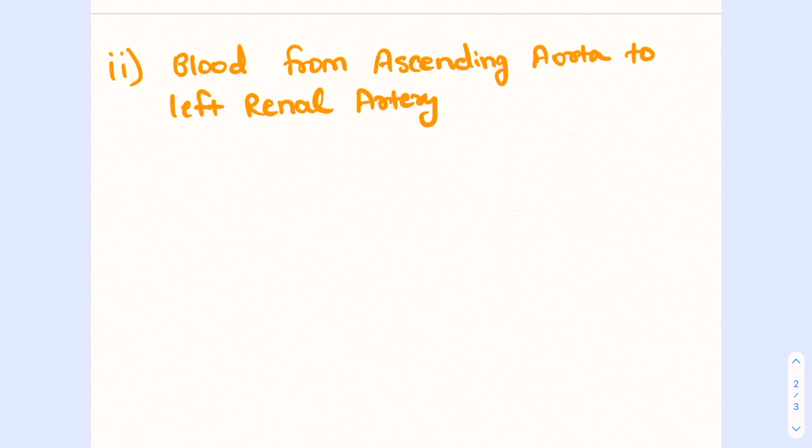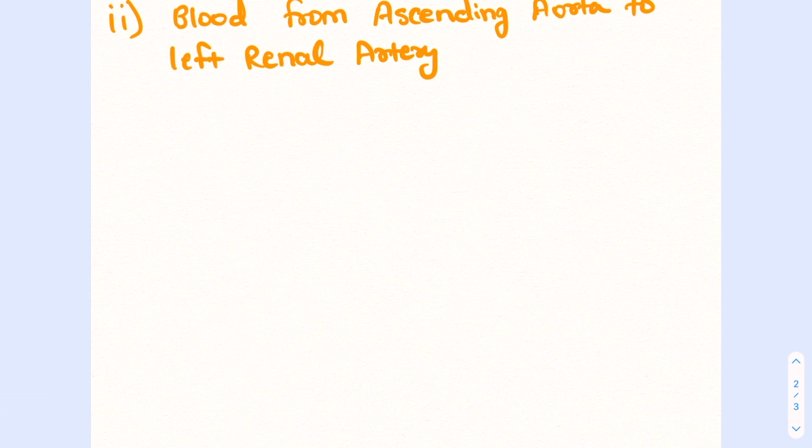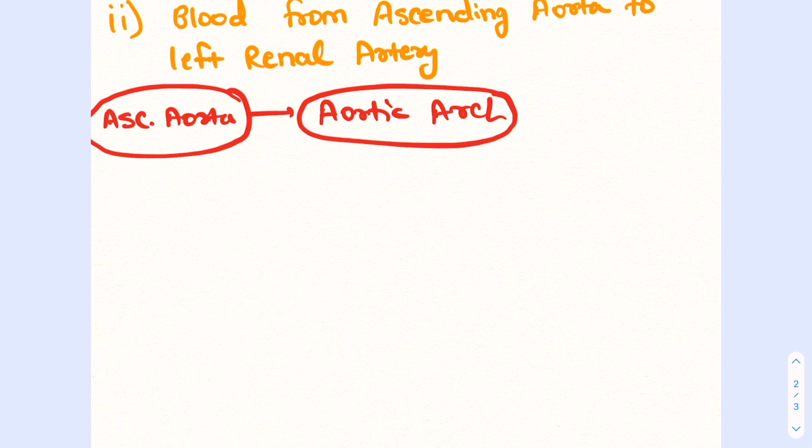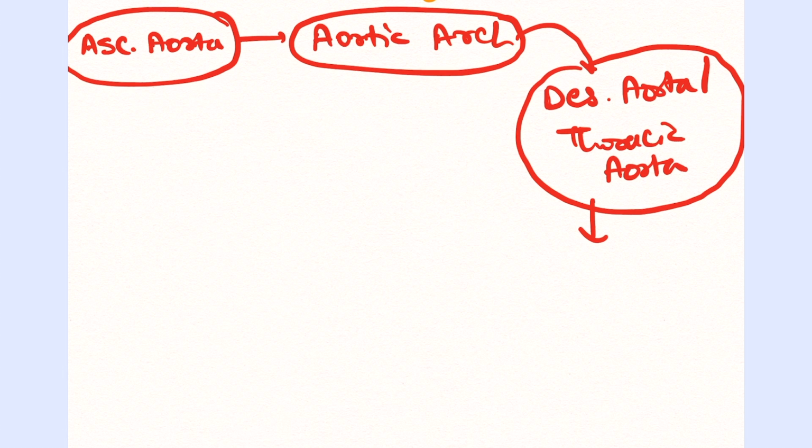Now let's look at another example. Blood from ascending aorta to left renal artery. First of all, blood reaches the ascending aorta. From ascending aorta, it goes to the aortic arch, just as last time. Now, blood doesn't go through any of the divisions of the aortic arch. It actually goes down, takes the descending aorta or the thoracic aorta and goes inferior. Once it passes the diaphragm, it becomes abdominal aorta.